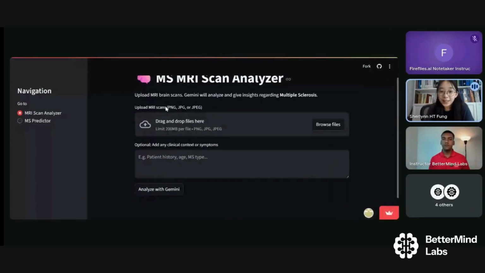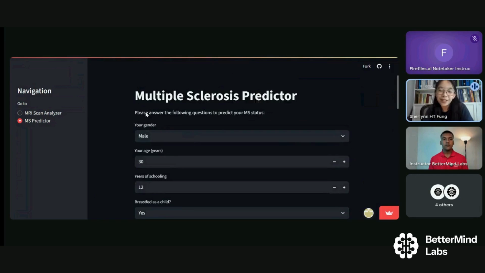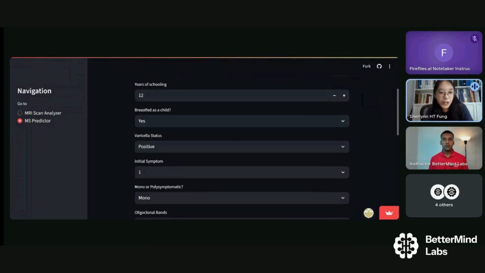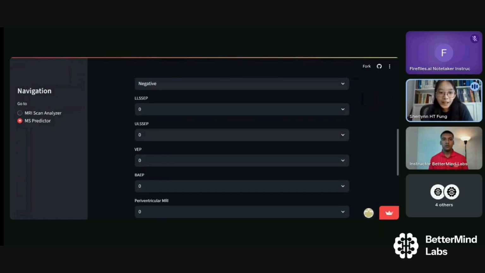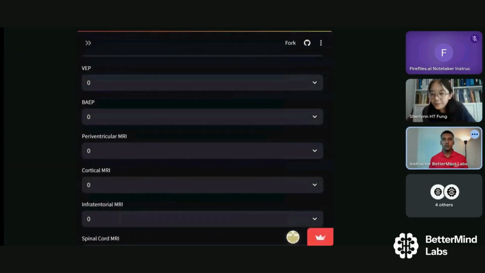So here is our MRI scan analyzer. You just drag and drop a file, and if you want to, you can also add any other context. But if you'd like to be very specific and have questions guiding you throughout it, then this would be the thing you'd use, which is the MS predictor. You insert basic information about your gender, age, and a lot of things. And as you can see, there are also very complicated clinical assessments included, which is why I previously mentioned it would be really helpful if we further develop it by making it user friendly for the patients as well. Understood. How do you plan on doing that?